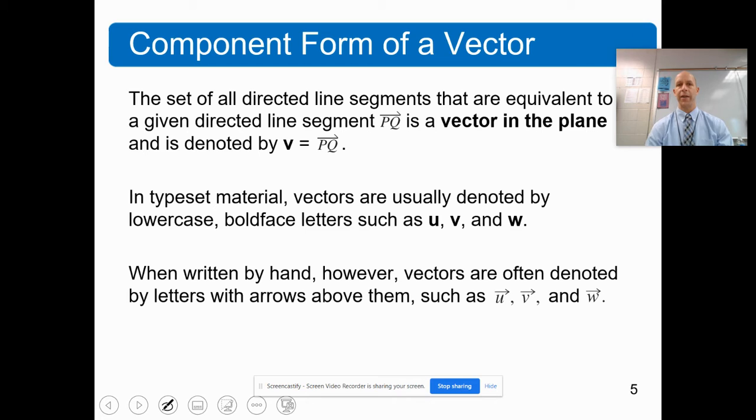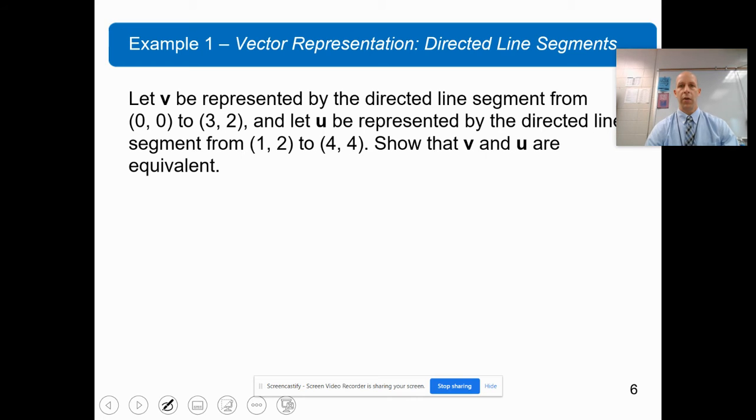The set of all directed line segments that are equivalent to directed line segment PQ in a vector plane are just denoted by bold V. In typeset material, vectors are usually denoted by lowercase boldface letters like u, v, and w. So vector u, vector v, vector w. And written by hand, we can use the ray notation that we learned in geometry. So let's look at example 1.